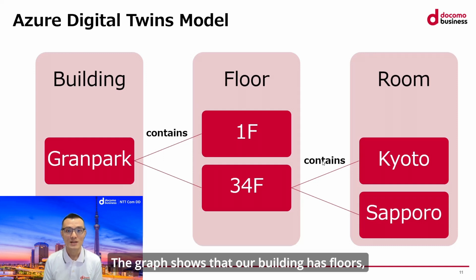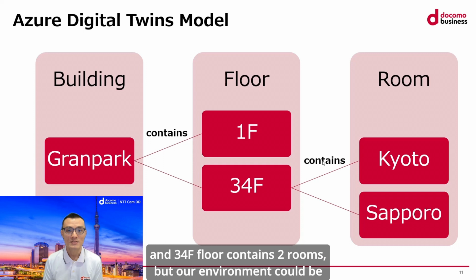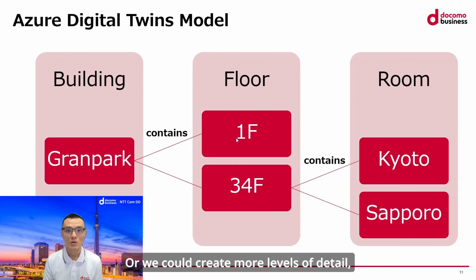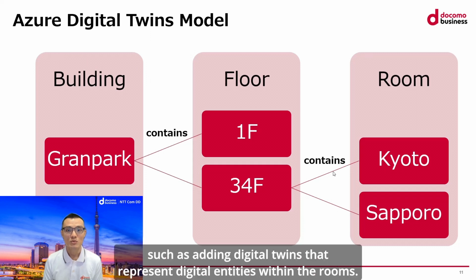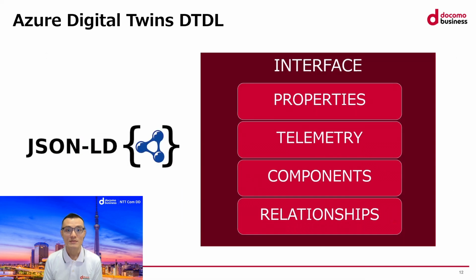The graph shows that our building has floors, and the 34F floor contains 2 rooms, but our environment could be expanded to include more floors and more rooms on each floor. Or we could create more levels of detail, such as adding digital twins that represent digital entities within the rooms.